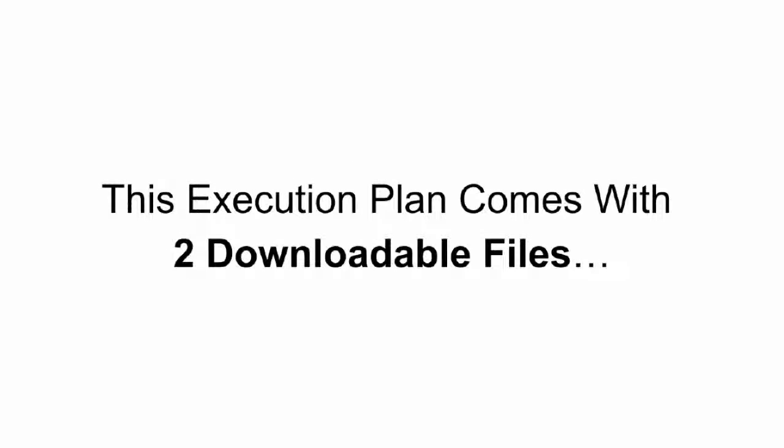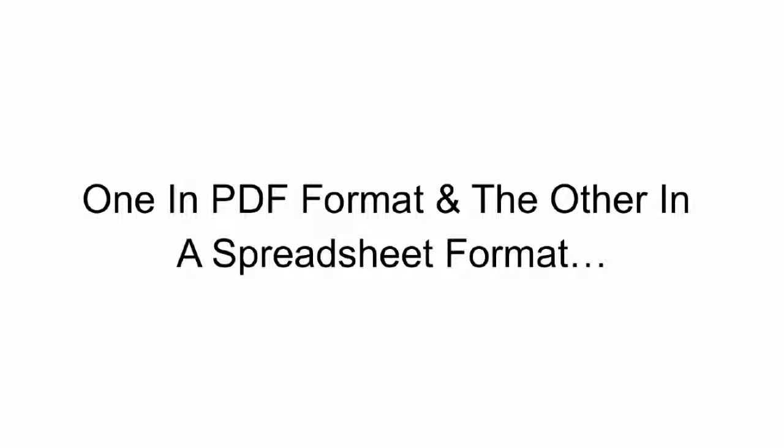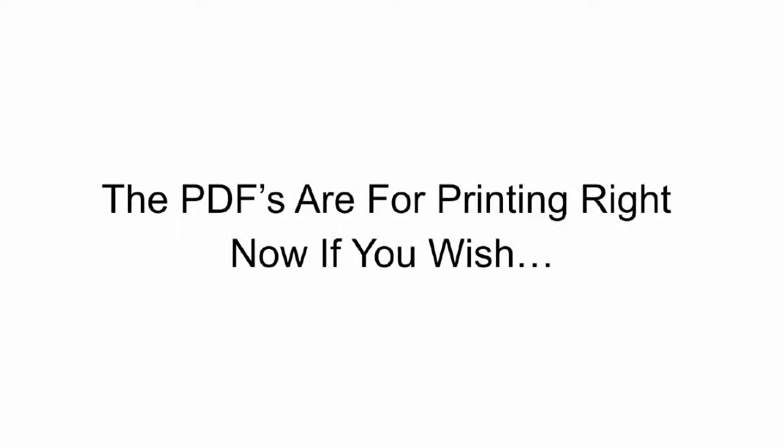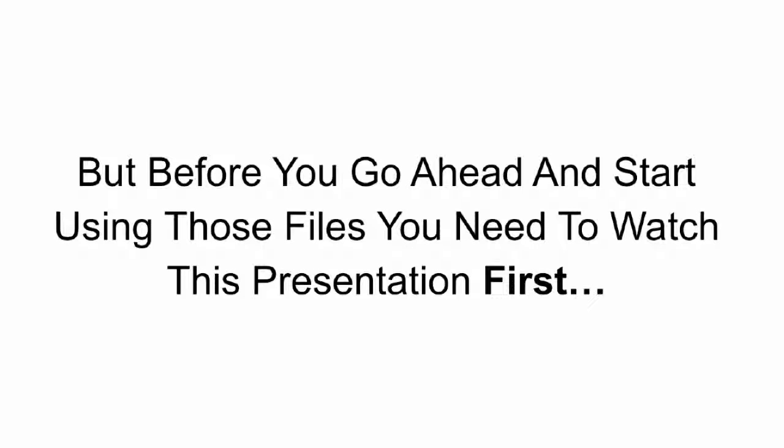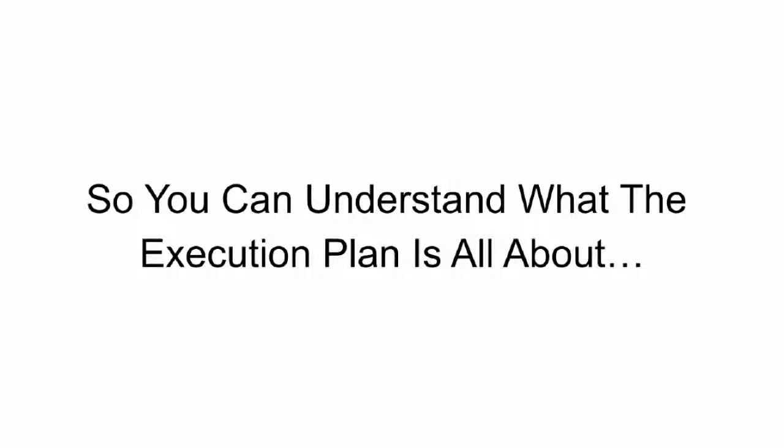This presentation will show you how to use this execution plan so you can get the maximum benefit out of it. This execution plan comes with two downloadable files, one in PDF format and the other in a spreadsheet format, both of which you can download below. The PDFs are for printing right now if you wish, and the spreadsheet file is for editing with Microsoft Excel. But before you go ahead and start using those files, you need to watch this presentation first, so you can understand what the execution plan is all about.